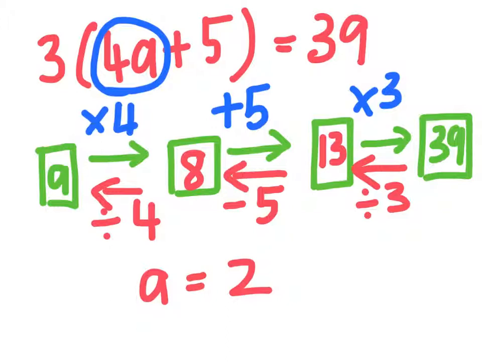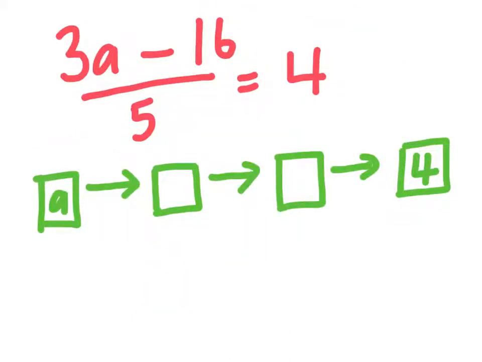So looking back up the top here, if a equals 2, we have 4 multiplied by 2, which is 8, plus 5 is 13. So inside the brackets is 13. 13 multiplied by 3 is 39, so I know my answer is correct. That's the beauty of algebra. I have checked and I know that the answer is definitely a equals 2.